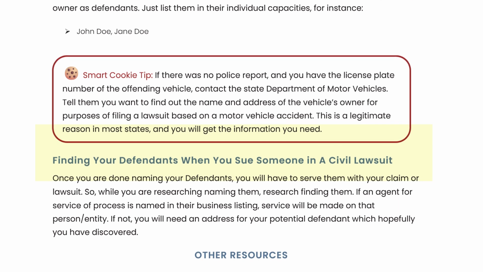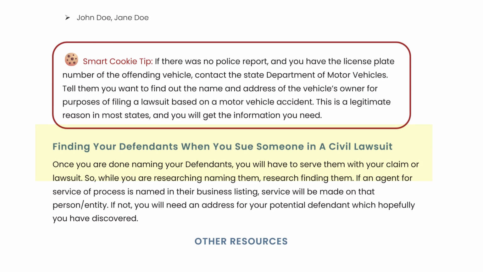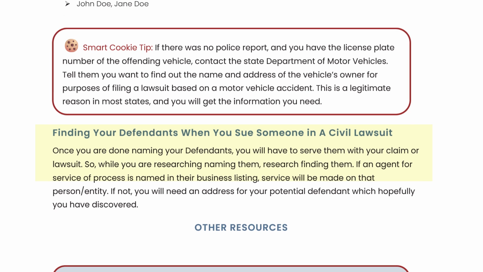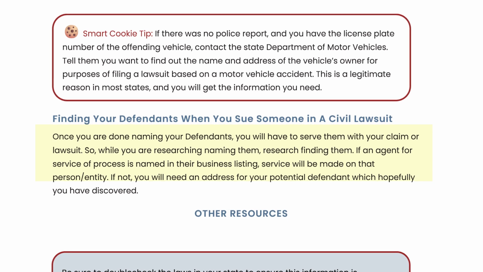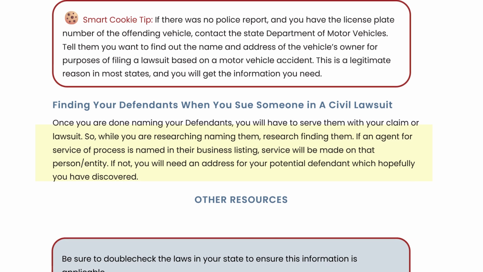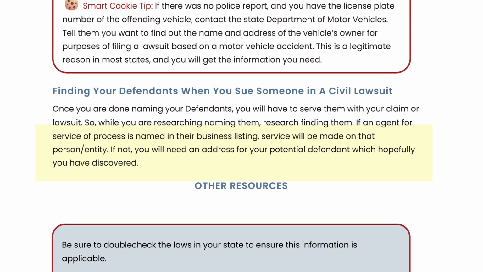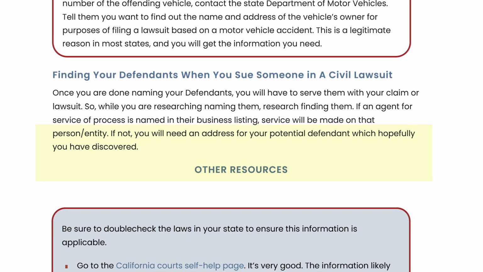Finding your defendants when you sue someone in a civil lawsuit. Once you are done naming your defendants, you will have to serve them with your claim or lawsuit. So, while you are researching naming them, research finding them. If an agent for service of process is named in their business listing, service will be made on that person or entity. If not, you will need an address for your potential defendant, which hopefully you have discovered.